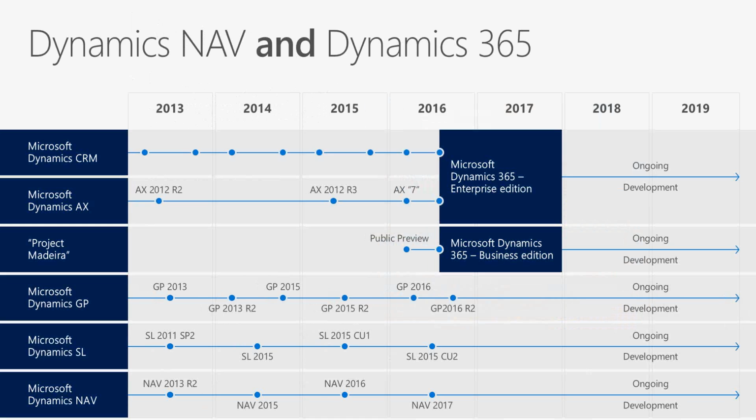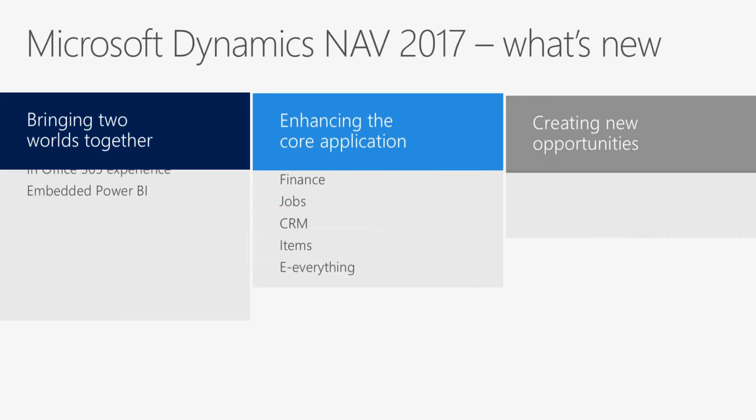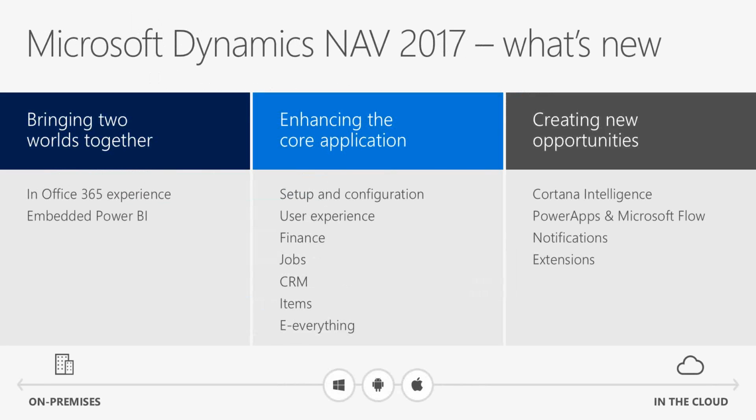So just to reiterate, what we're talking about in the big picture of what's new in 2017, it's bringing the two worlds together of Office 365 and NAV, enhancing the core application in those various manners, and then creating new opportunities for your people to take the information contained in your ERP system and do more with it.